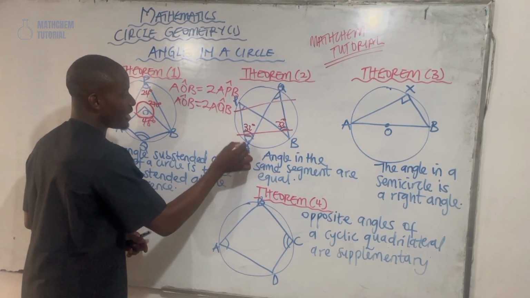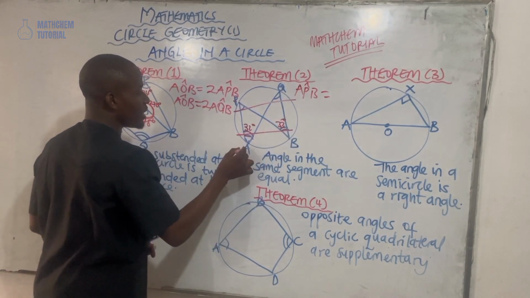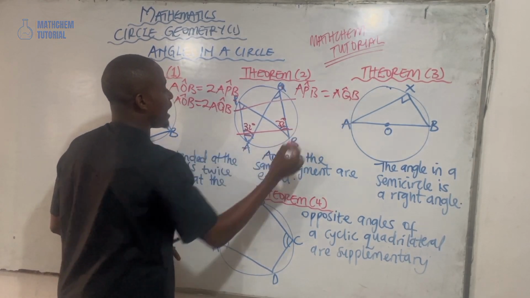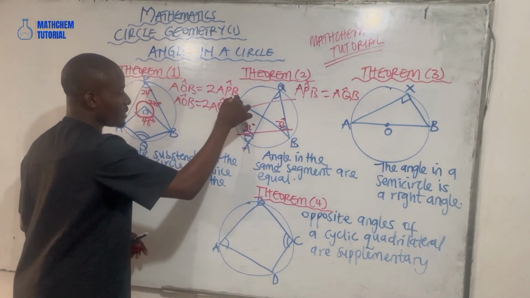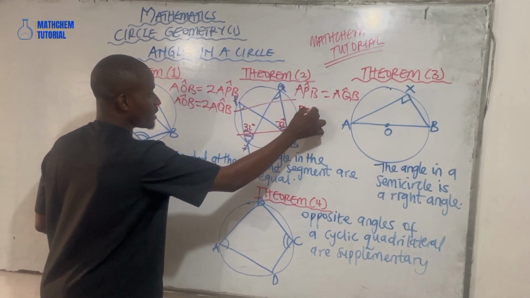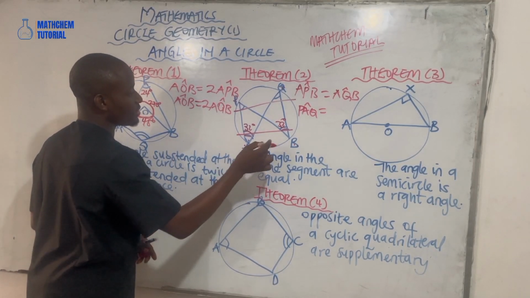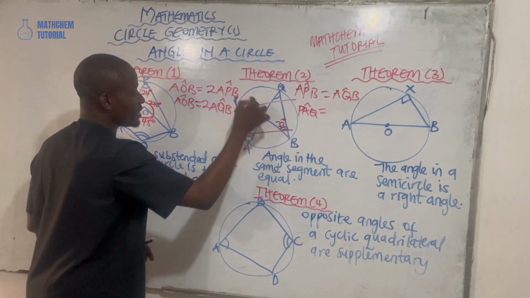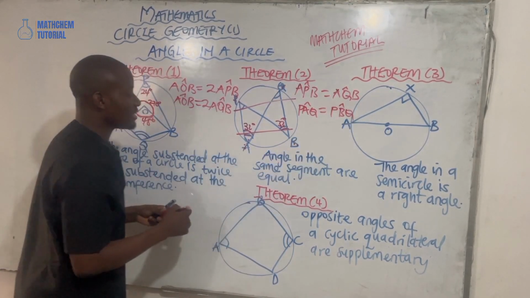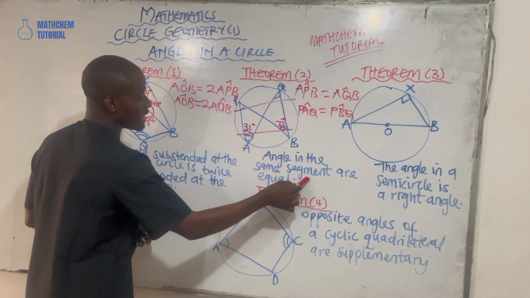So meaning that angle APB will be equal to angle AQB. And likewise, angle PAQ, I'm referring to this place, will be the same thing as angle PBQ. So they are the same thing. In a nutshell, this simply means angles in the same segment are equal.